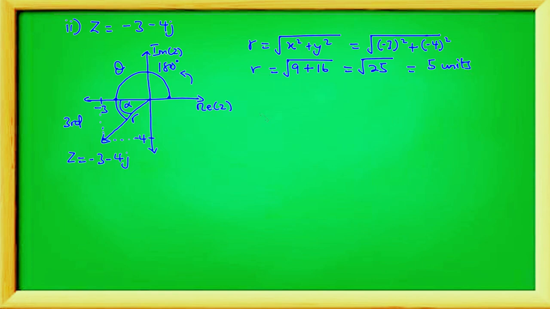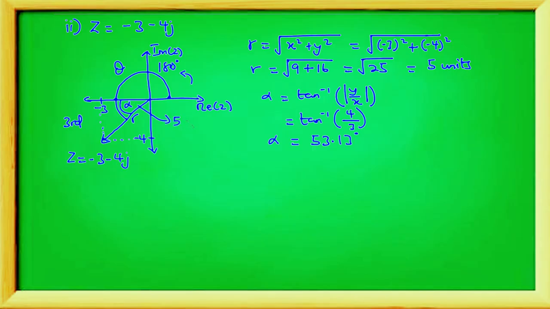Now let's find the value of alpha. So alpha is given by tan inverse of the absolute value of y divided by the absolute value of x. This is equal to tan inverse. We have the absolute value of y to be 4, absolute value of x to be 3. So tan inverse of 4 over 3 is 53 degrees. So this is the value of alpha, this angle.